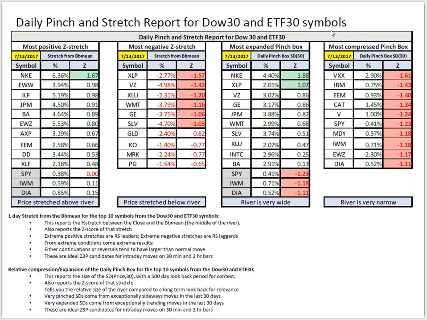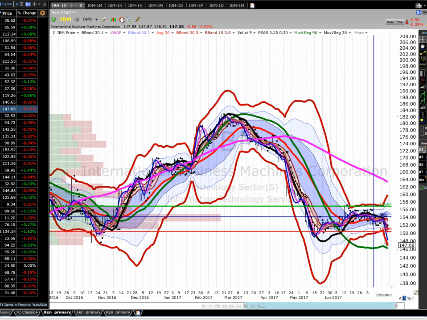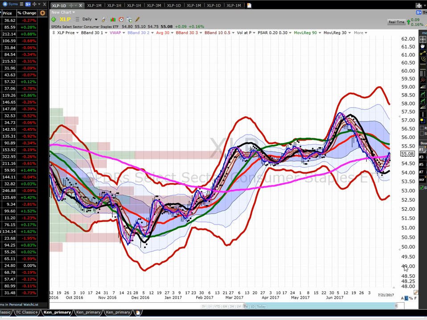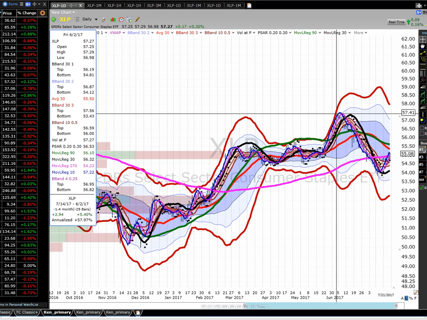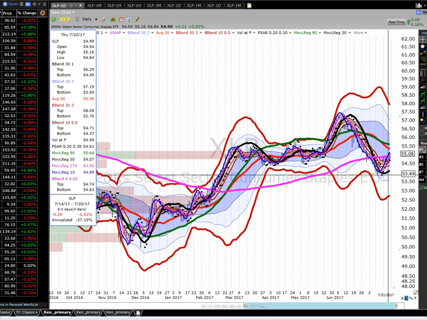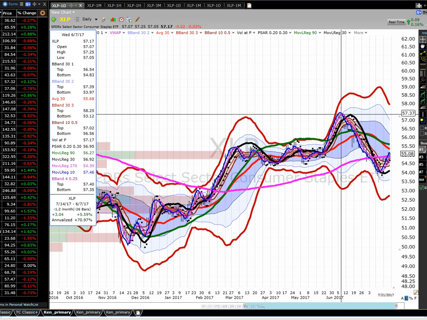So we're seeing Nike and XLP. XLP is the one I should have shown, sorry. Yeah, so if we look at XLP on July 15th, XLP had made this extraordinary 30-day move, which is why that z-score was so large.